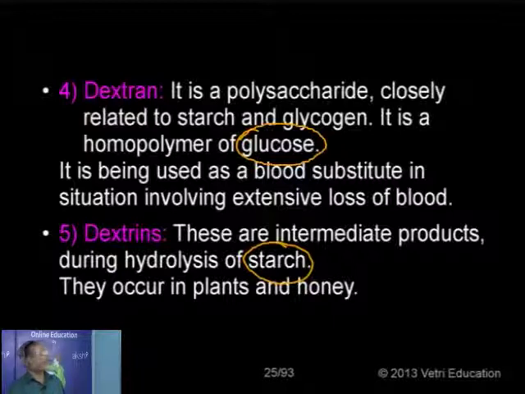Dextrose and levulose are the two types of monosaccharides found in the case of honey. So it is most abundant in honey. That is nothing but a small, simple monosaccharide unit. That is a product normally produced during the breakdown of starch, some modified form of glucose.